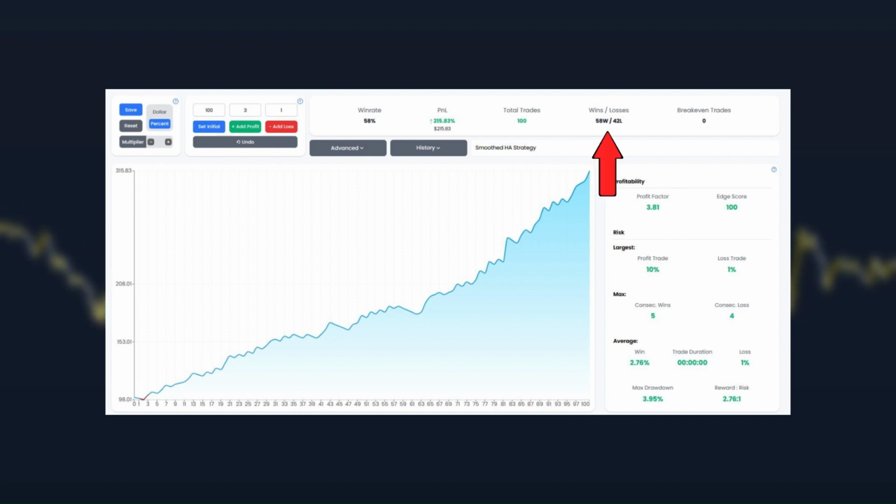But 58 wins and 42 losses isn't too bad considering this strategy is super easy to use and it doesn't require too much time during the day at all.